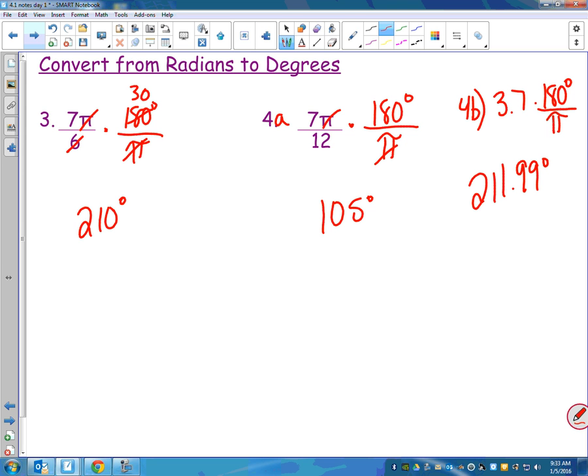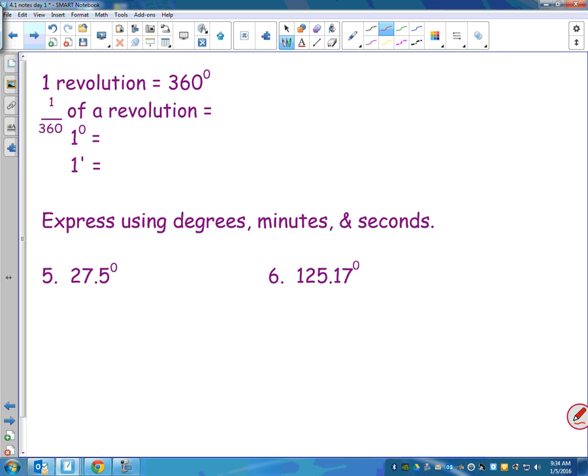Alright, so just be aware that it doesn't have to have pi in it to be a radian. A lot of times it does, but if there's no degrees involved, then it's a radian. Okay, one other thing that I want to talk about today, as we're just getting used to the notation here, is being more specific with degrees. We know in one revolution of a circle there's 360 degrees. So think about that for a minute and tell me how many degrees are in one 360th of a revolution.